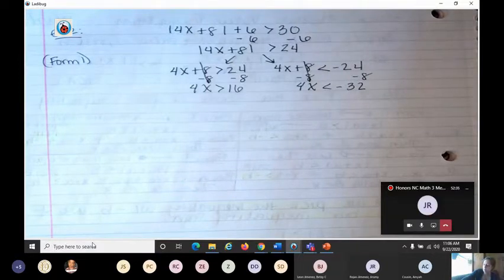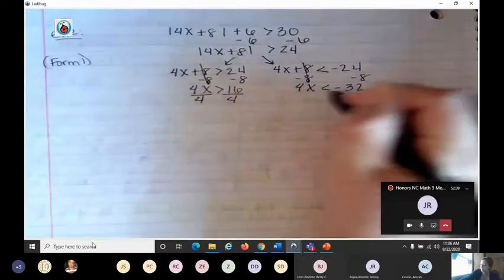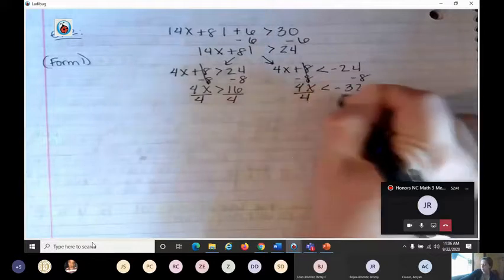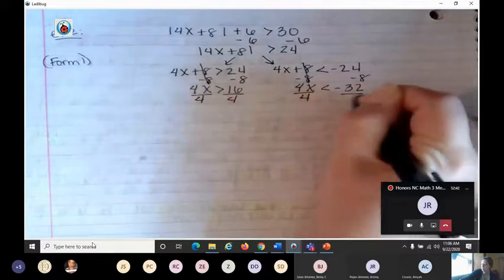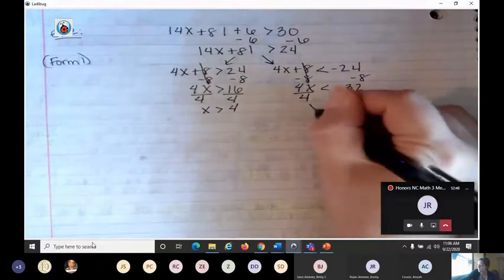Okay, and the last step to isolate x is to divide by 4 on both sides. So I'm going to have x is greater than 16 over 4, it's just 4. And then x is less than negative 32 over 4 should give me negative 8.